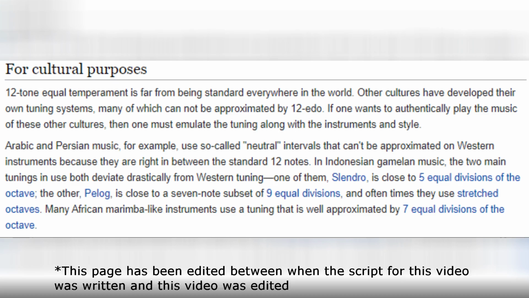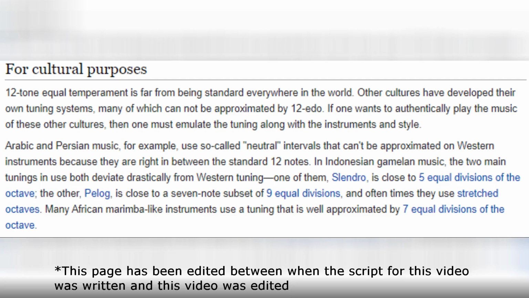Number 6, for cultural purposes. 12 equal divisions of the octave is not standard everywhere in the world. Other cultures have developed their own tuning systems, many of which cannot be approximated by 12-tone equal division of the octave. If one wants to authentically play the music of these other cultures, then one must emulate the tuning along with the instruments and style.